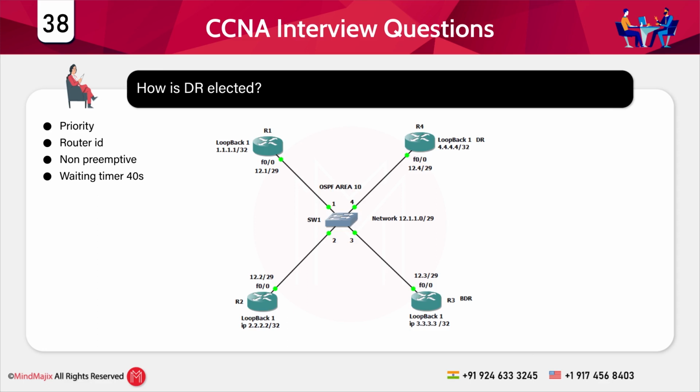So here we can mention a few points. First is priority, and second is router ID, and it is non-preemptive. Waiting timer is 40 seconds.